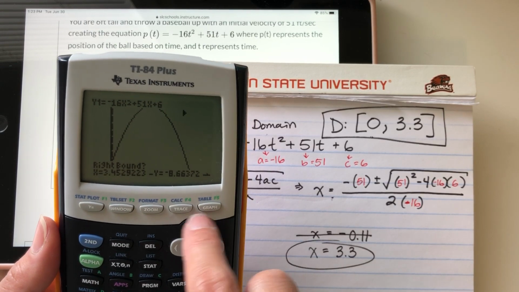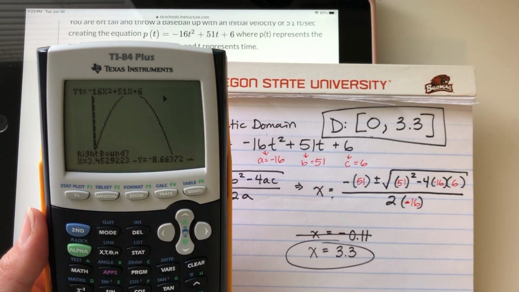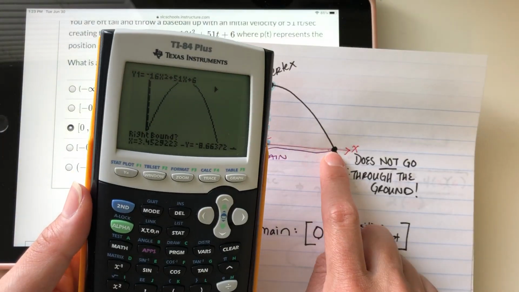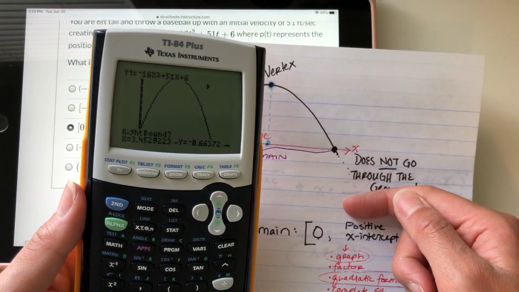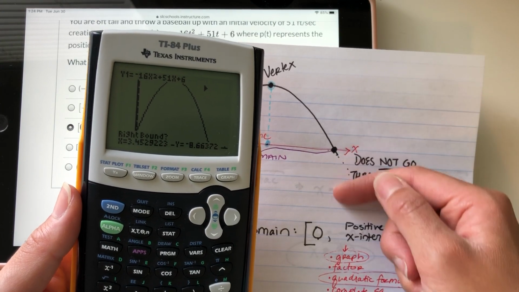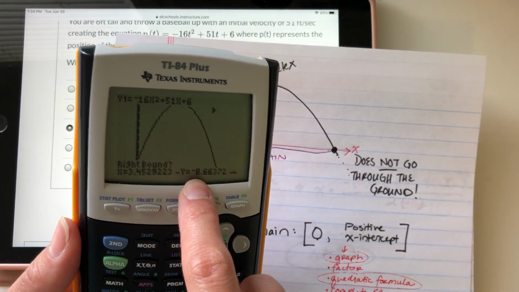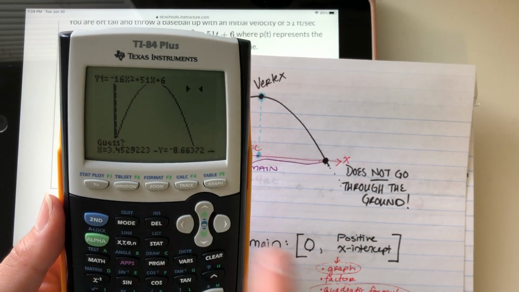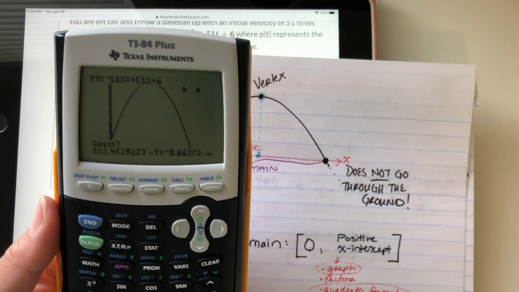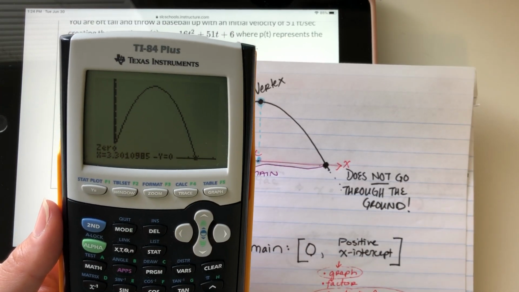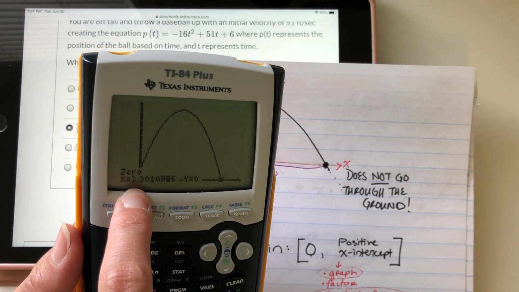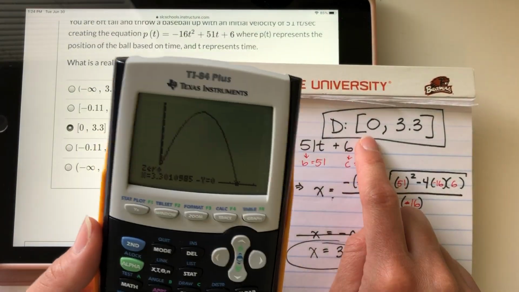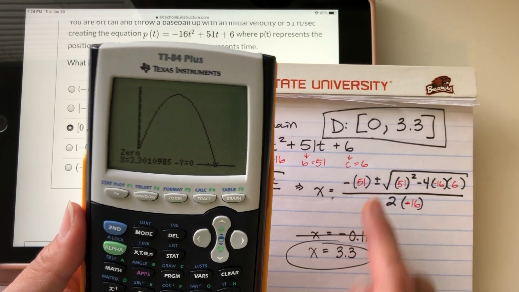Well, I can't see it, but I know that if I'm on the right of the x-intercept, I must be below the x-axis. So I must be with negative y values. So once I see negative y values there, I know I'm to the right of it, and I can press enter. Then it says, do you want me to guess? So it's saying guess the 0, press enter. There we go, the x value is 3.3. All right, so then I know my domain is 0 to 3.3.